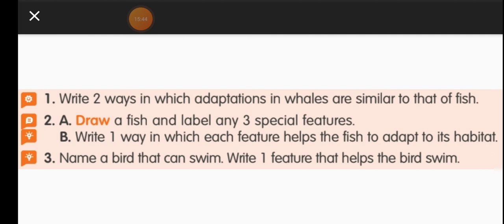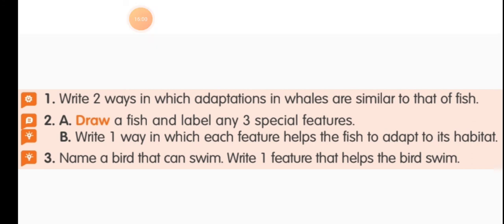And the next one: draw a fish and label any three special features. Label any three different parts of a fish. You know very well, you have been doing this from lower classes, so you can draw neatly and label the parts. Write one way in which each feature helps the fish to adapt to its habitat. So how fins help, how gills help, how the tail helps the fish. Take any three parts and mention how they help the fish.